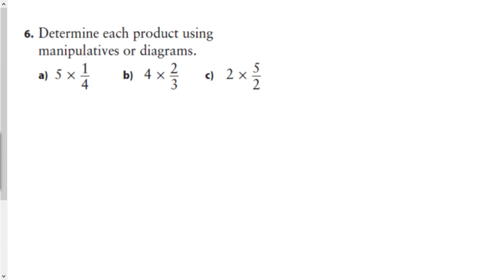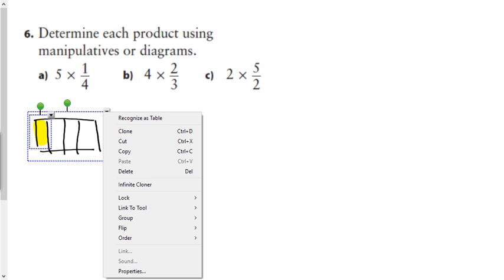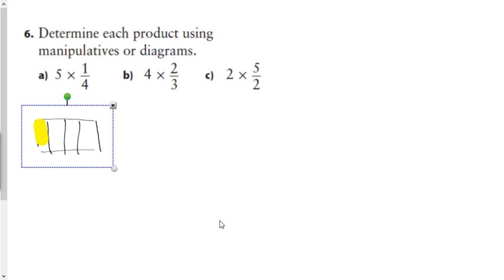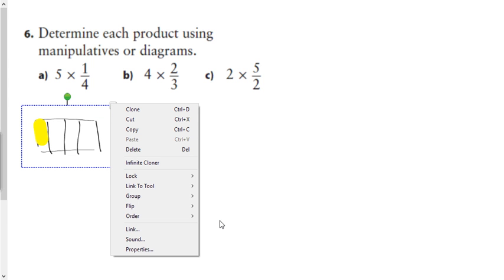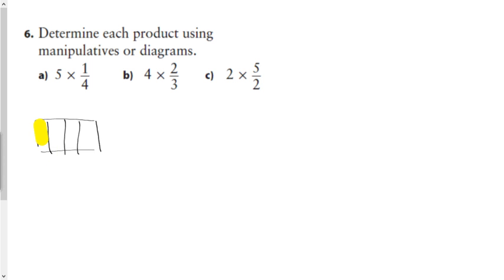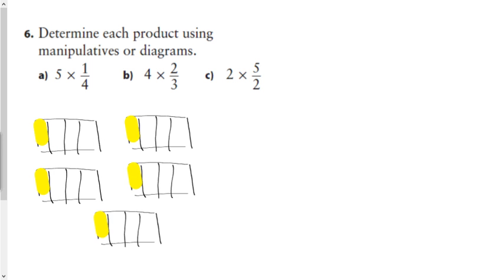Question 6 says diagram each of the following using either manipulatives or diagrams, or determine not to diagram. So it says 5 times 1/4. If I was to draw a quarter and use my highlighter because it's pretty, and take said drawing and group it together and then infinite clone it, I don't know why it does that, it used to not do that. Now it does that. I would make 2 quarters, 3 quarters, 4 quarters. I would have 5 quarters if I took a quarter and multiplied it by 5.